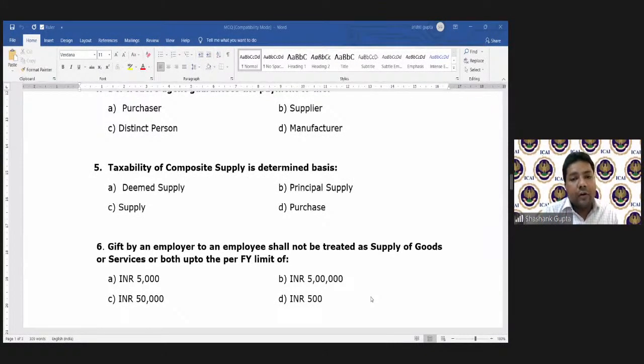Gift by an employer to an employee shall not be treated as supply for the service up to the per financial year limit of what? INR 5,000, INR 5 lakh, INR 50,000, or INR 500? A, B, C, or D? This also, nobody should be wrong.